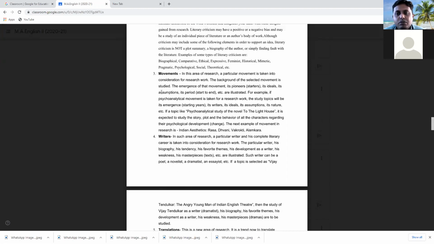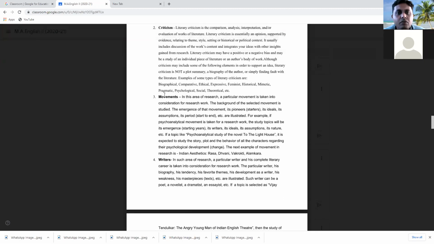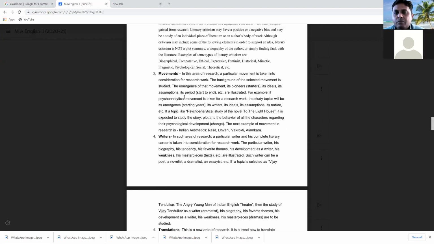Then comes, as we know, that we have to study all these things not on a ground level, right? No, we don't need to go into the deeper levels. So if I want to study some movements, right? As far as movements are concerned, the background of the selected movement is studied. For example, Shakespearean movement, Victorian movement. You will say that these movements are nothing but the ages. Victorian age, Shakespearean age, romantic movement, like that. So I can study the text in the light of movements also.